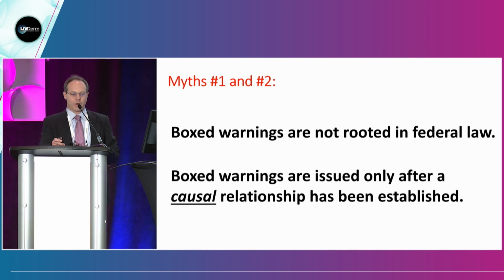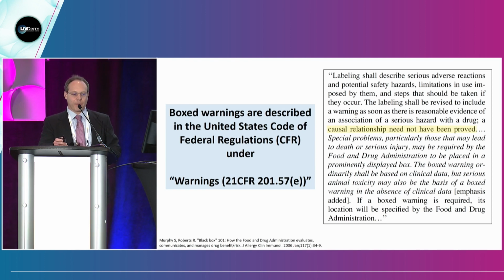Boxed warnings are not rooted in federal law. Boxed warnings are issued only after a causal relationship has been established. Well, it turns out boxed warnings are in fact described in the United States Code of Federal Regulations under warnings, 21 CFR 201.57(e). And here's what that code says. Labeling shall describe serious adverse reactions and potential safety hazards, limitations in the use imposed by them, and steps that should be taken if they occur.